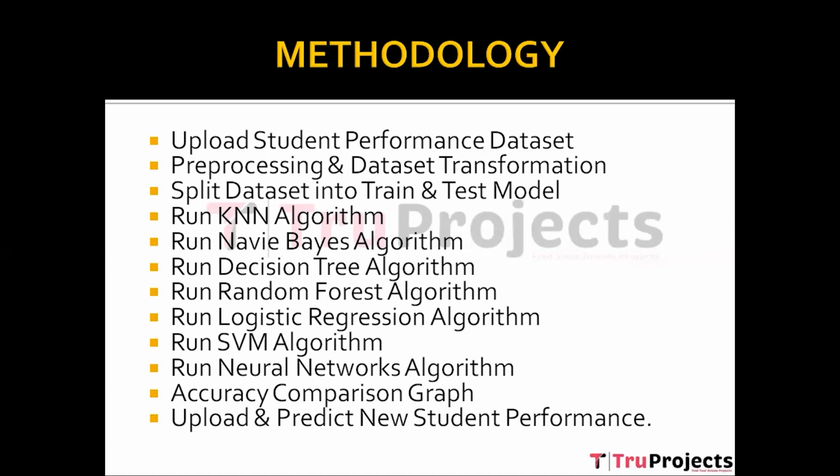The next module is to split the dataset into train and test model. In this module, we will split the dataset into train and test records. The application will use 80% of data for training and 20% of data for testing. Next module, run KNN algorithm. In this module, we are going to train and build the KNN algorithm using the training dataset, and by using the testing dataset, we are going to calculate the accuracy.